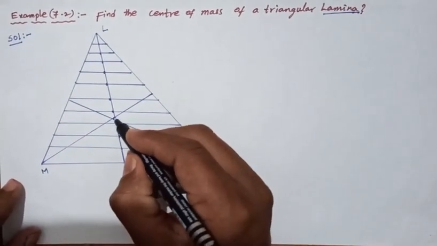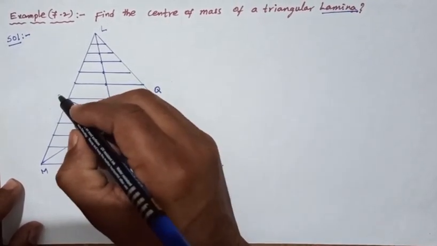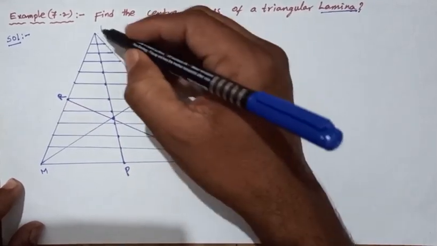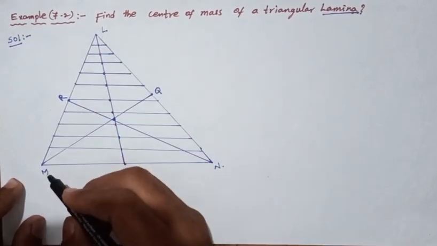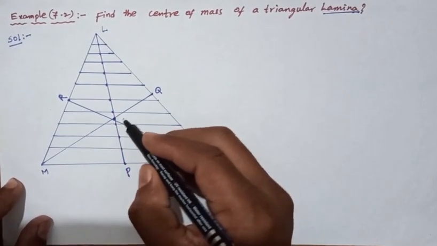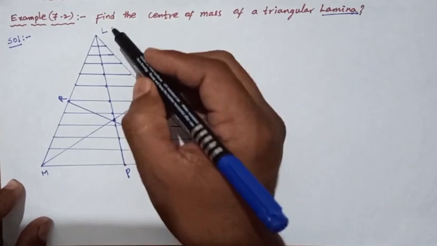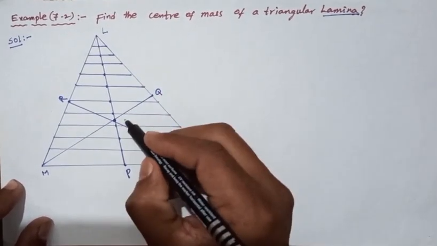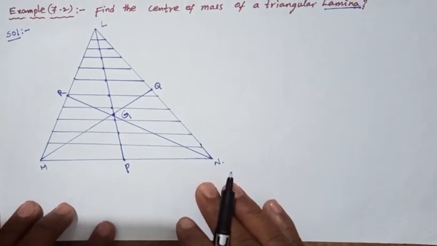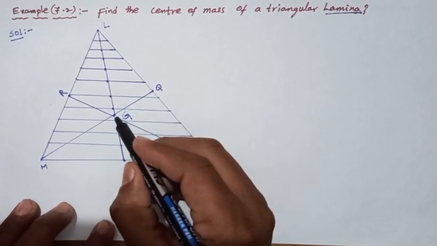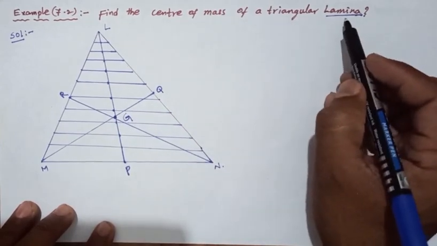So this makes a point. This is P, this is Q, this is R. Q is the midpoint of LN and R is the midpoint of LM. The point where the medians of MN, LM and LN coincide is taken as G. This coinciding point is taken as the center of mass of this triangular lamina.